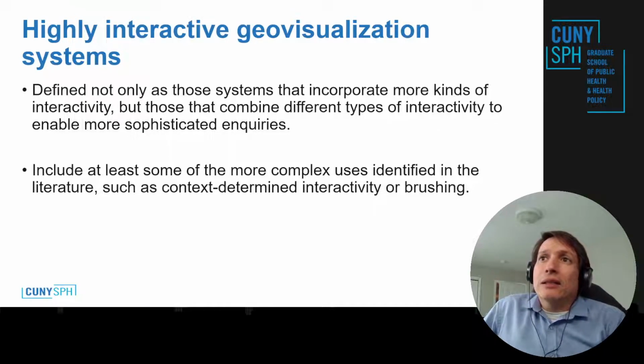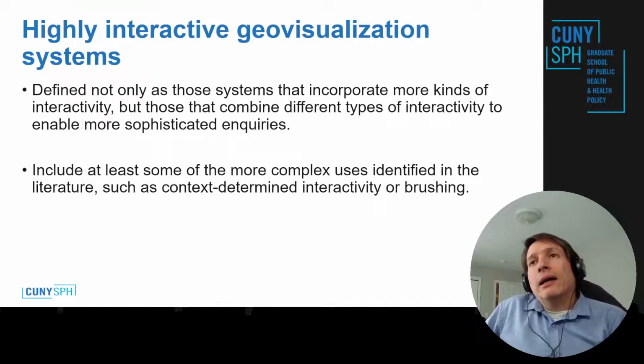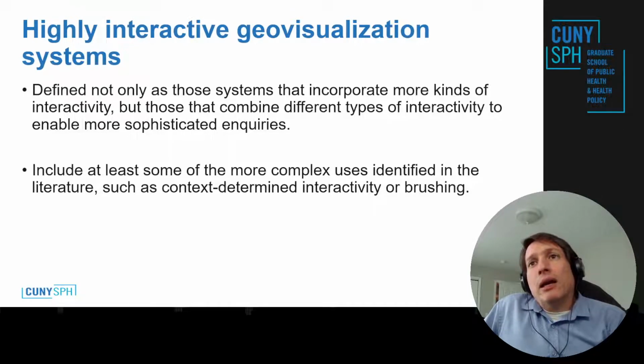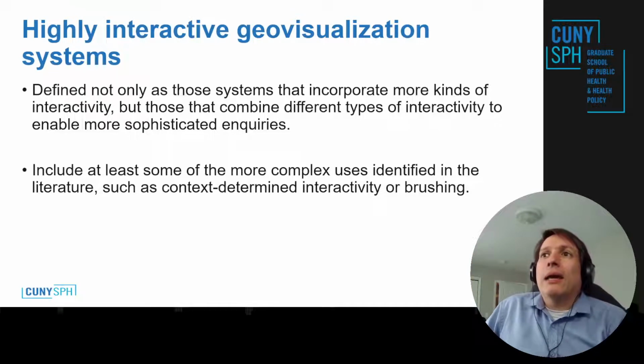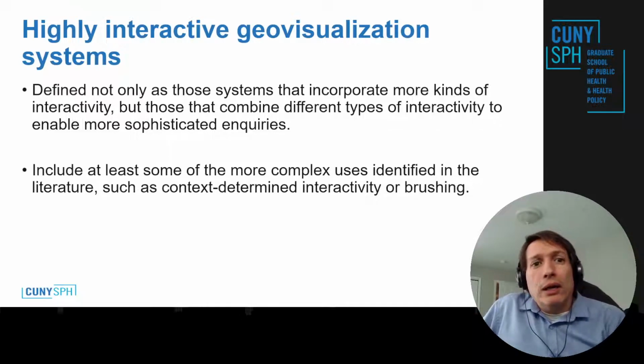And the key is the combination. It's not to have them isolated, but to be able to combine the interaction that is going to create that higher interactivity and be able to create sophisticated queries or inquiries to the system. Then at least we expect to have more complex uses, identifying, literature search, context interactivity, or brushing. Those are the first things that we want to have.